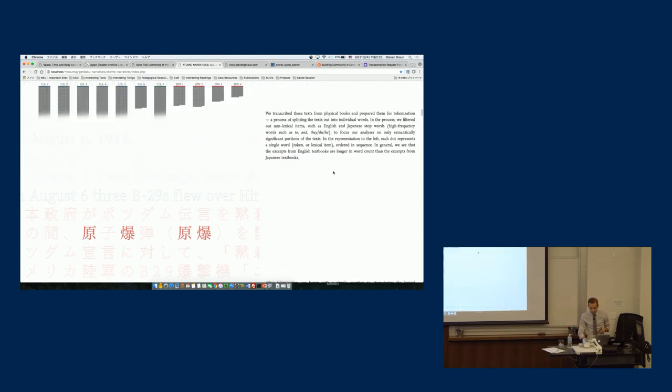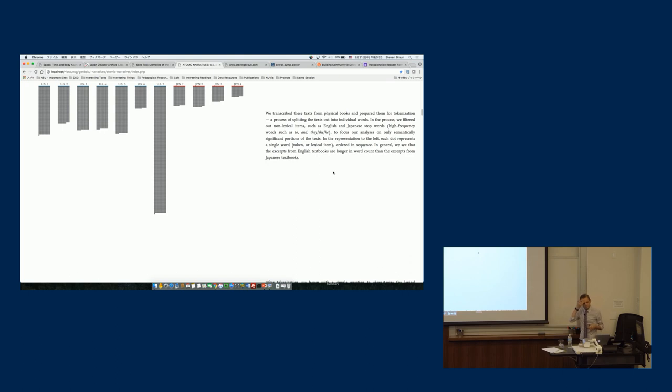This is a guided interactive visualization. I'll show you the link to this at the end if you want to see it up close. Basically, you scroll through the entire website, and it produces a variety of different visualizations that guide you through a new understanding of the texts. So let me explain what's going on here.